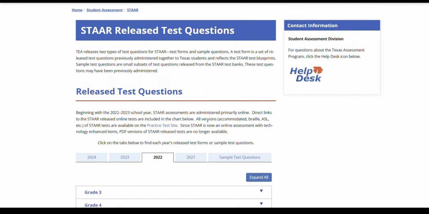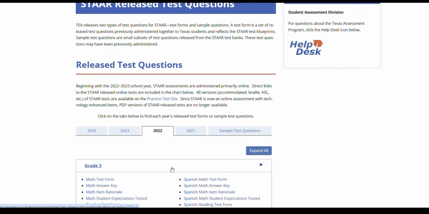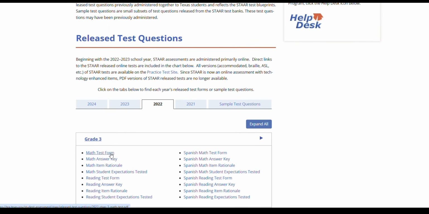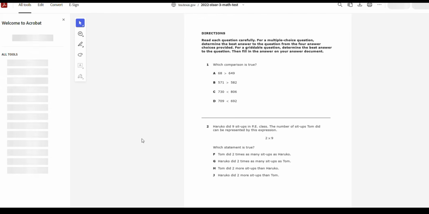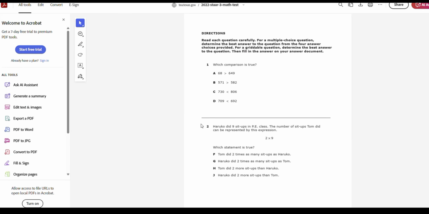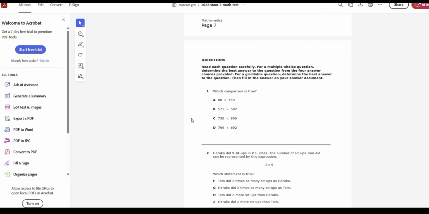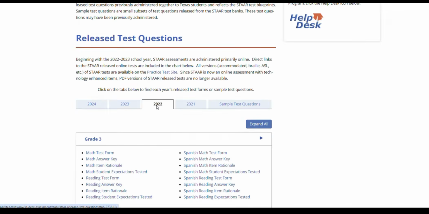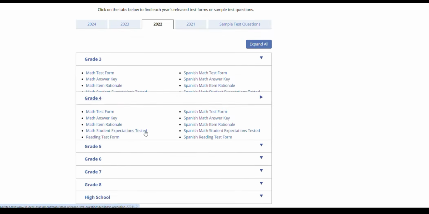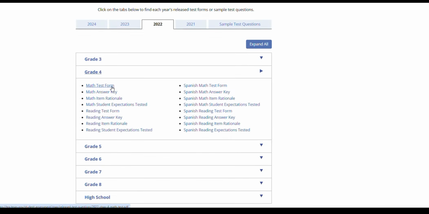We'll then select the 2022 tab and from there, choose the grade level, 3rd, 4th, and so on, to locate the math test form. We now have access to the 2022 math test questions. Let's solve them one by one. Do those same steps again for 4th, 5th, 6th, 7th, and 8th grade.